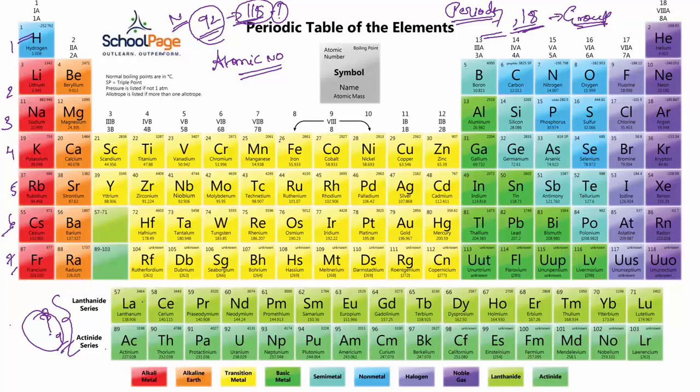The first row has 2 elements. The second row has 8 elements. The third row also has 8 elements. The fourth and fifth rows have 18 elements each, and the last 2 rows, the 6th and 7th rows, have 32 elements in each of them. We see that the atomic number of the elements is continuous along the periods.